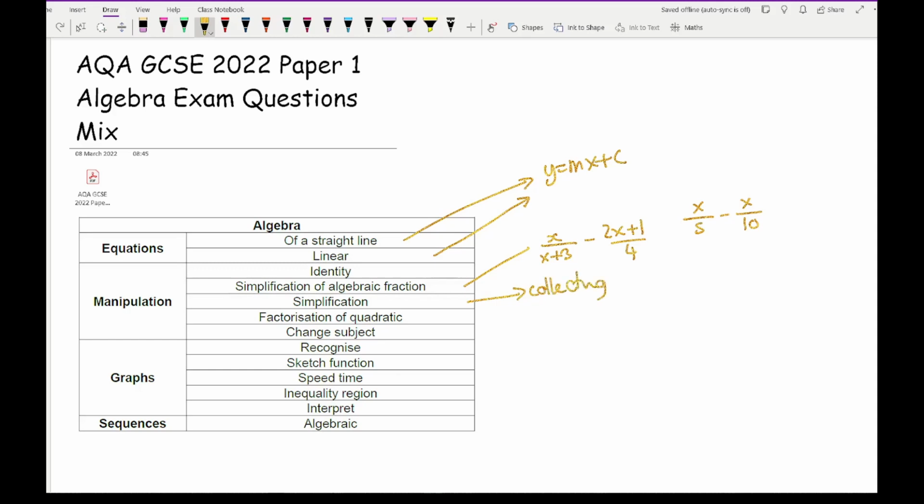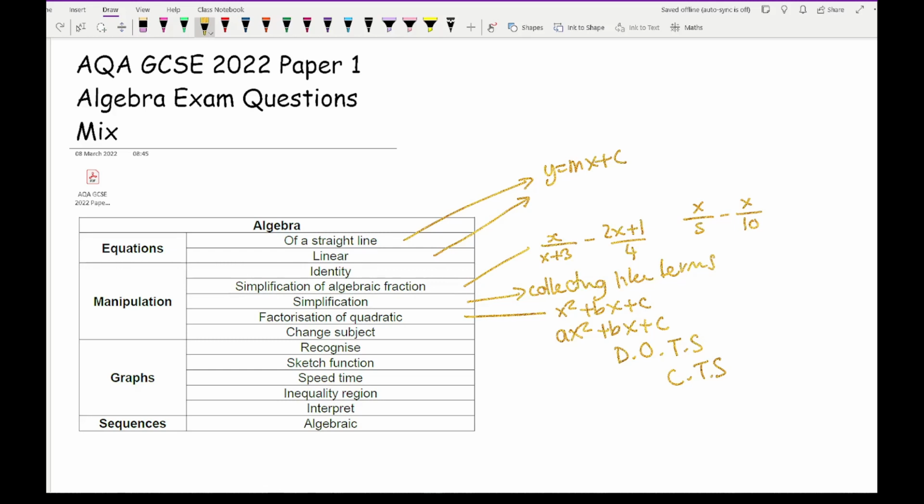It could be a case of expanding brackets, or you could simply have an expression where you need to collect the like terms. Then when it comes to factorizing quadratics, you could end up with something basic, or a more complicated factorization of a quadratic. You're also looking at difference of two squares, or completing the square, so it's worth mentioning those. Changing the subject, again, could be very basic, or more complicated where you've got two of the letters and you then need to factorize it.